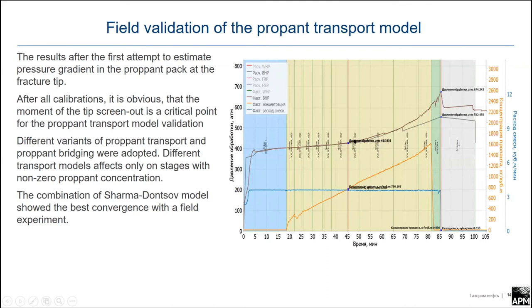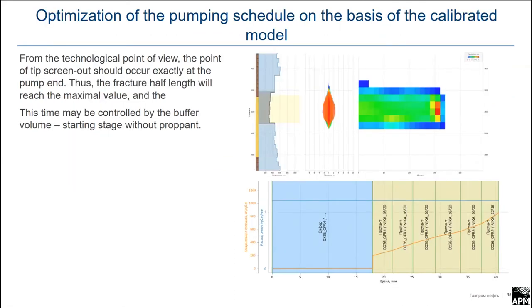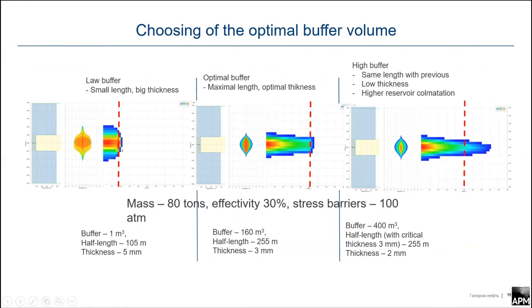The optimal pump should have stopped at 45 minutes. The optimal pump should stop at the moment of tip screen out, because that's just the example of how it should have been done. If you have an early tip screen out, you will obtain a small length and big thickness fracture. If you make a late tip screen out, you will obtain low thickness of fracture and higher reservoir contamination, because you will pump more than you need. So the optimal pump will be exactly when the pumping time stops at the tip screen out.